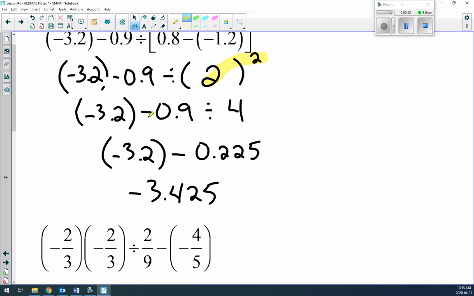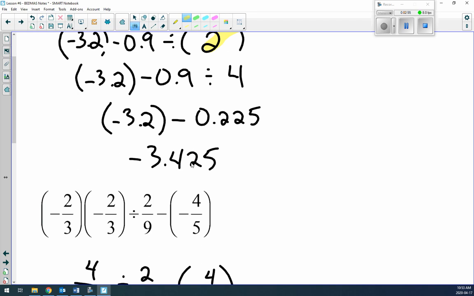What do we do next? The subtract or the division? Well, we do the division. So grab your calculator, and you have negative 3.2 minus 0.225, because that's what the 0.9 divided by the 4 is here, right? We end up with a negative. And then you just subtract those two on your calculator.